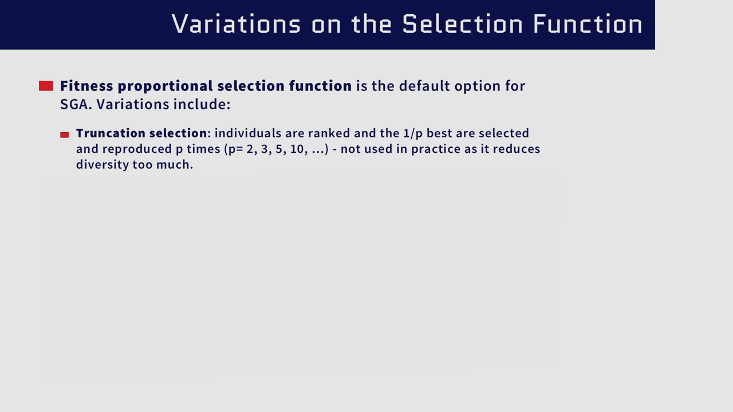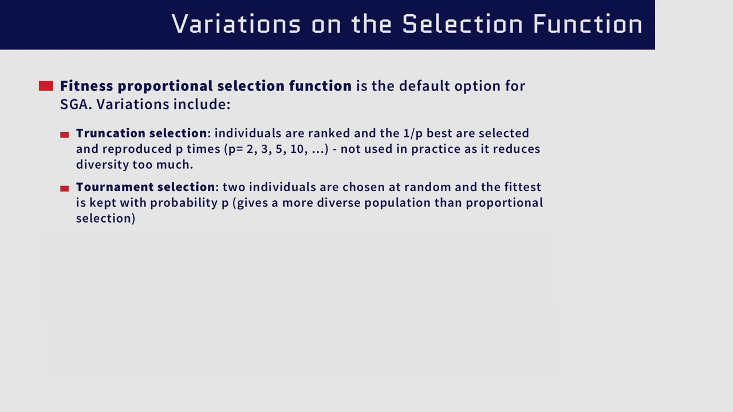With the fitness proportional approach that we studied, even an individual with a fairly low fitness still has a chance of being selected. Even though the likelihood is lower, it is still not zero. Tournament selection is another variation. In this variation, two individuals are chosen at random and the fitter of the two is kept with probability p. This gives a more diverse population than proportional selection because when two very bad candidates are selected, one of them will win the tournament and make it to the next generation.